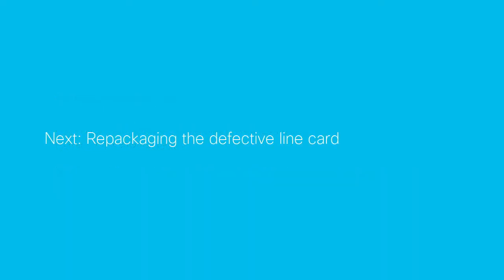The final video in this four-part video series shows you how to repackage the defective line card. To avoid any damages during the shipping process, please ensure that you return the defective line card in the original RMA packaging.